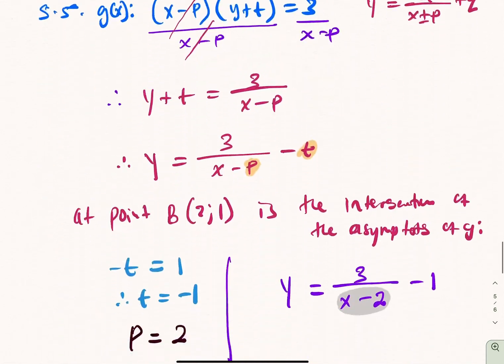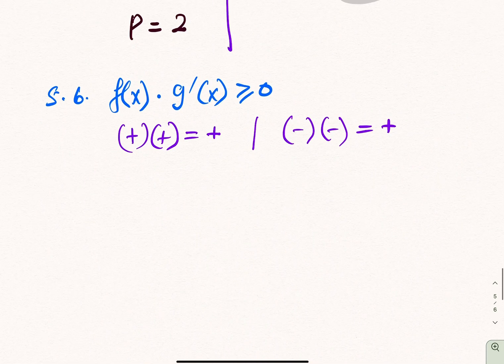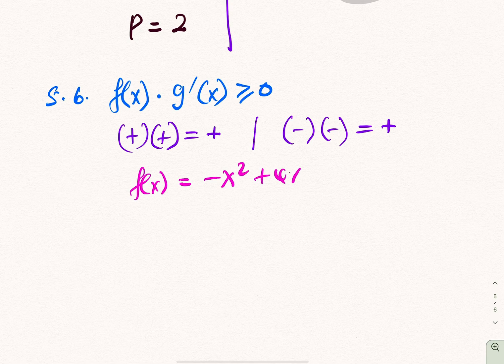Well, let me find the intercepts of f. So what was f? My f at x was given by -x² + 4x - 3. I need to get the intercepts of this one. This is really going to be -x² + 4x - 3 equals 0. I want to find the intercepts.